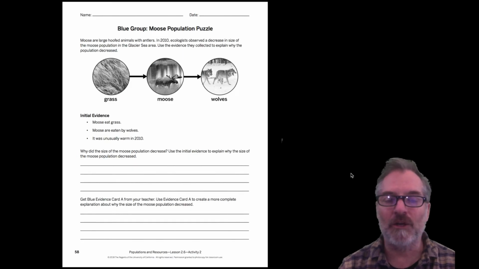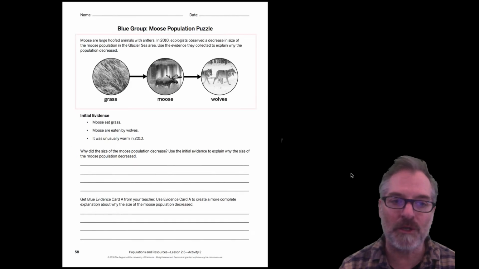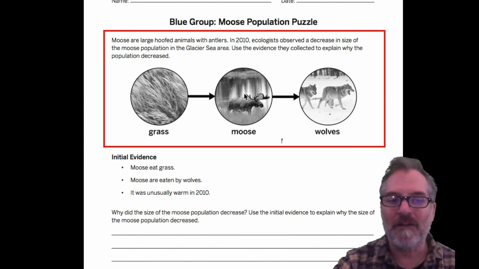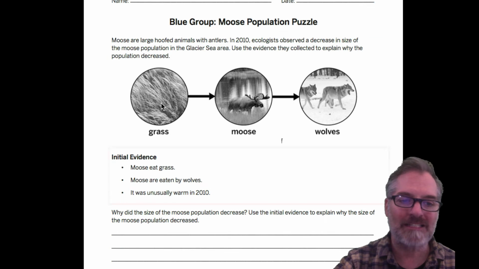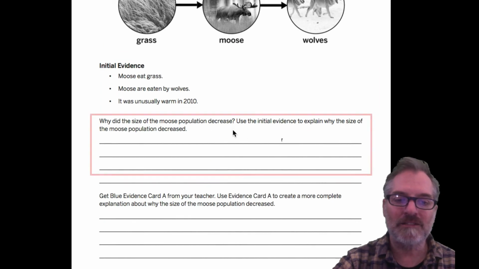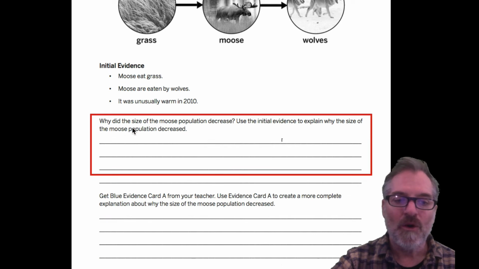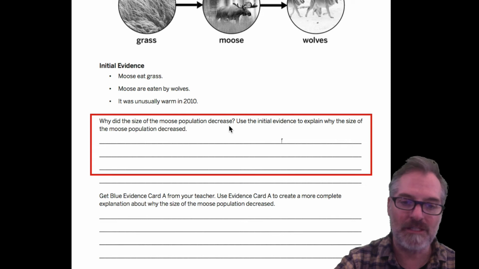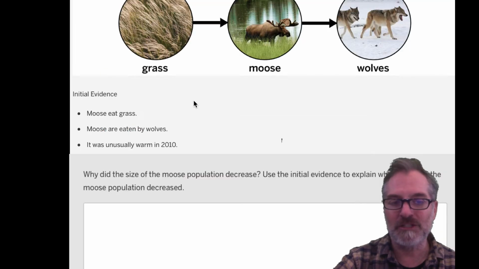Let's go ahead and go to our last puzzle, which is the blue group, and that's dealing with the wolves feeding on the moose feeding on the grass. Our initial evidence is right here, and let's go to our first question, which is, why did the size of the moose population decrease?